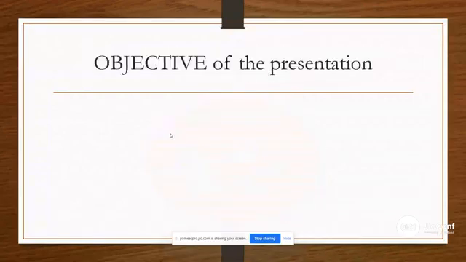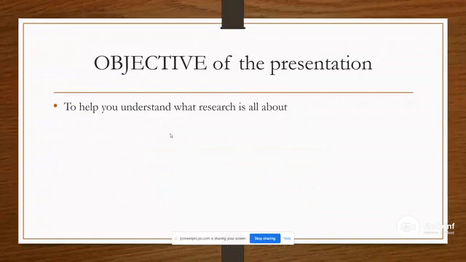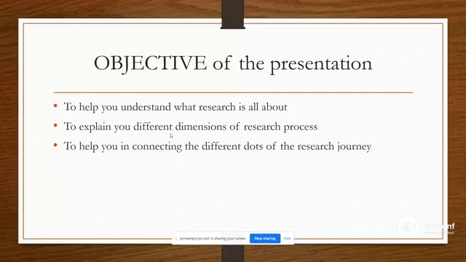The main objective of the presentation will be to help you understand what research is all about, to explain to you the different dimensions which are there in the research process, to help you in connecting the different dots of the research journey, and to motivate you in the right direction.